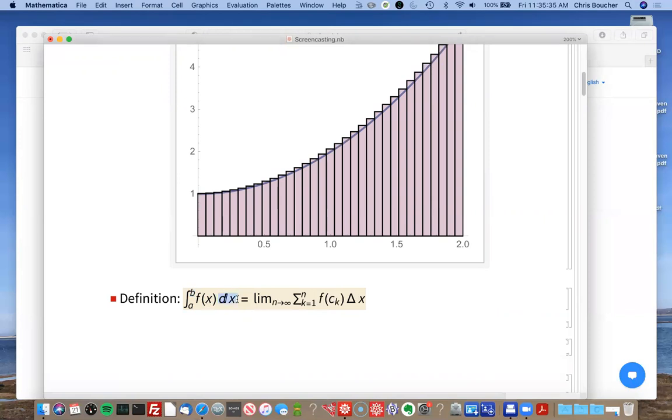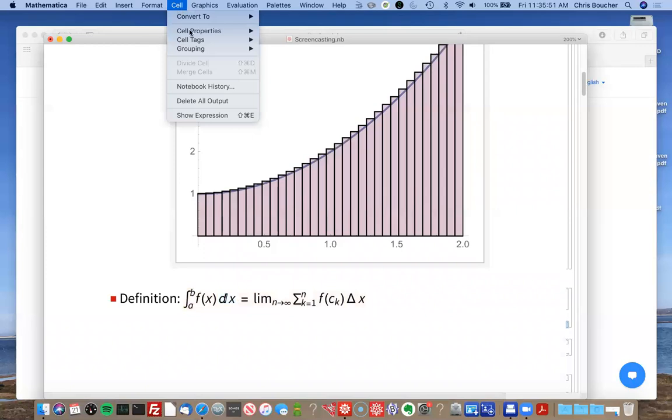The dx is kind of a relic. This is notation that was used in the mid-17th century when integrals were invented. And so we're sort of stuck with it. It's not really necessary, but so it goes. Okay, so this is how we will define the definite integral.